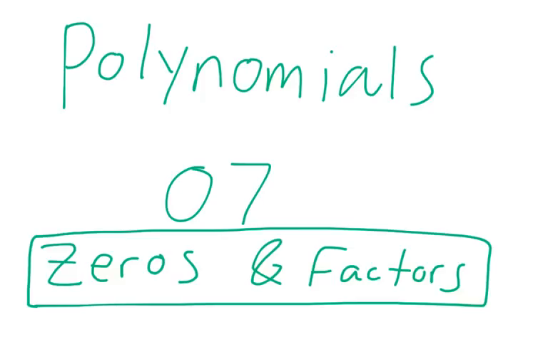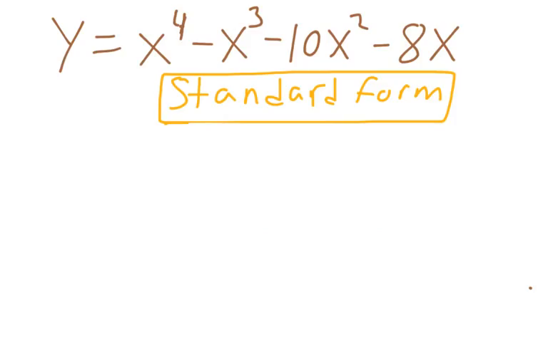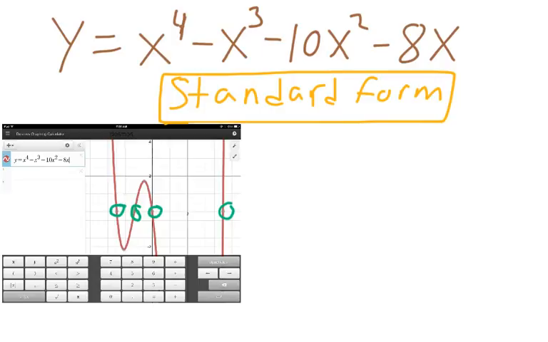So here we go. The first one I'm going to show you is an example of a polynomial that I'm going to graph. The one here is x to the 4th minus x cubed minus 10x squared minus 8x. So this, of course, is in standard form. And if I graph this, I'm going to use Desmos again because it's so much easier. And if I do that, it looks like this.